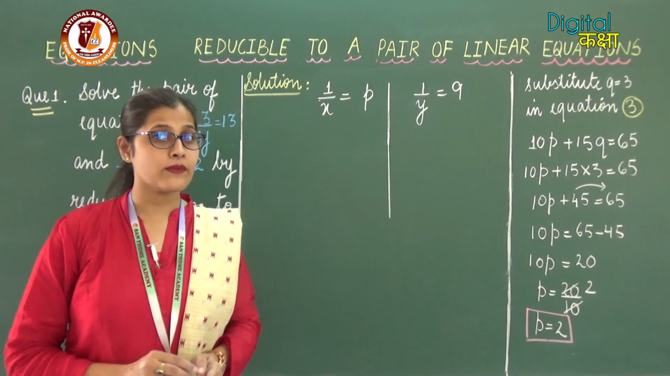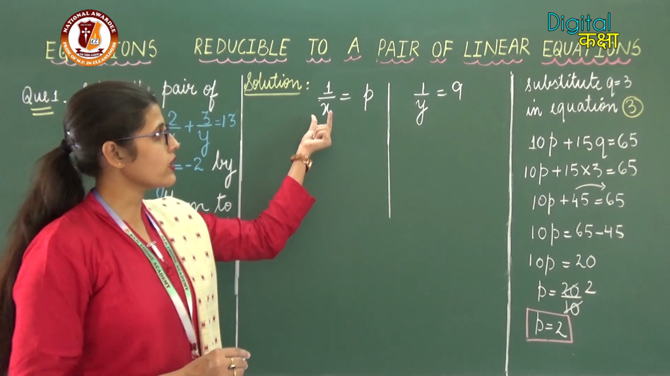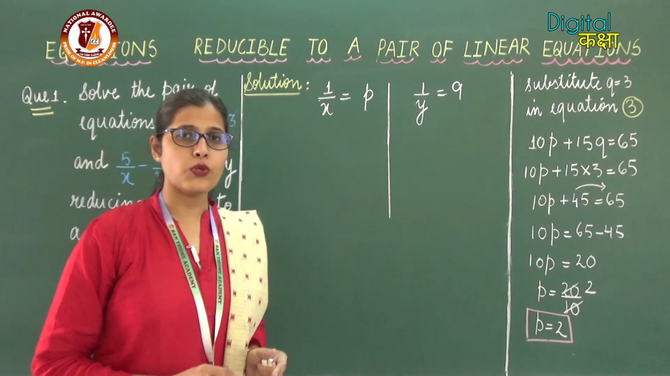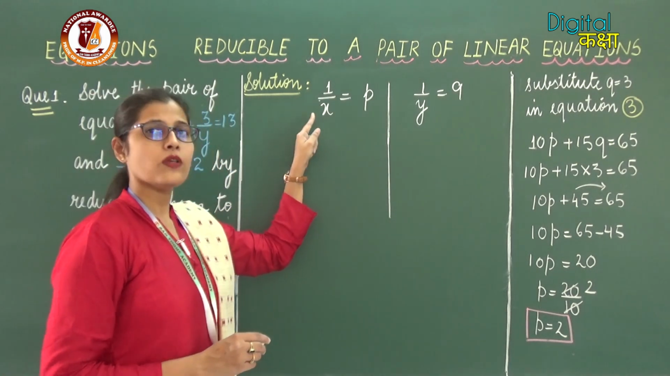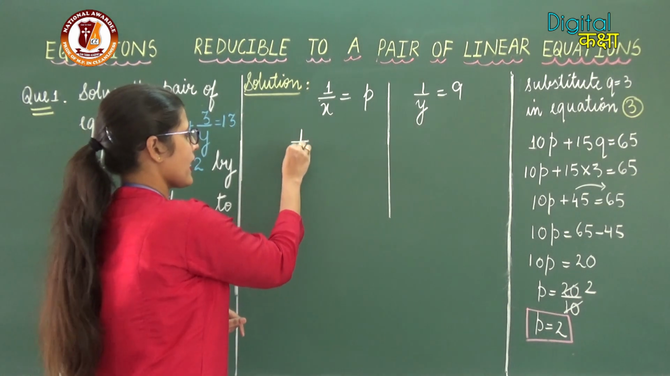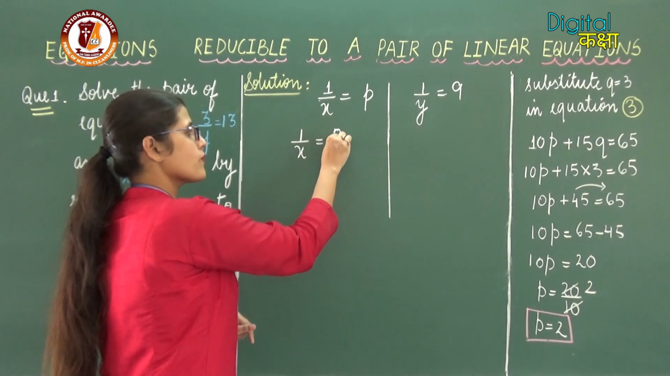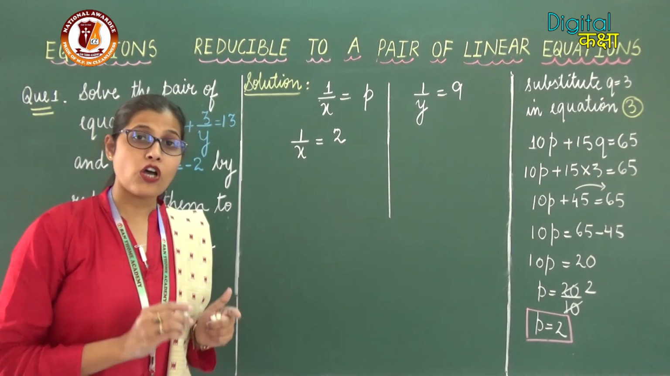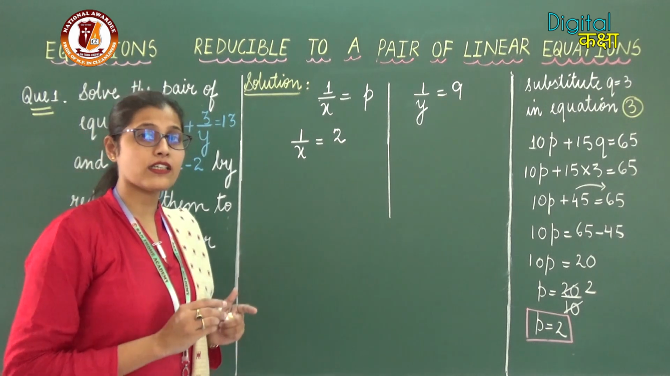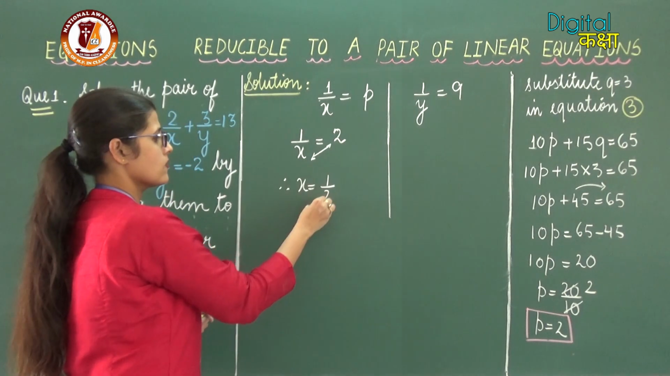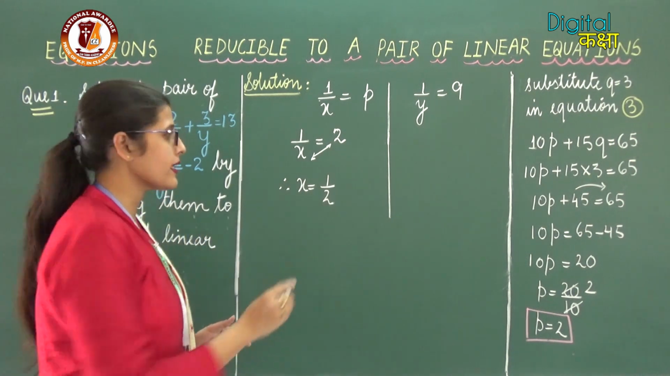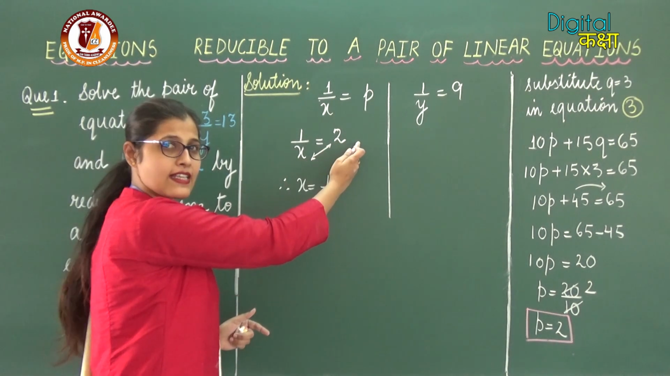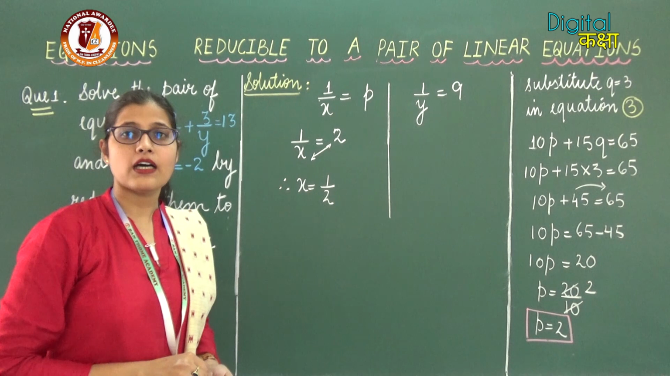So, in the beginning, we assumed that 1 upon x equals variable p. To get the value of variable x, we will be equating 1 upon x to the value of p, which is equal to 2. Now, we will be cross multiplying and finding the value of x. Therefore, x will be equal to 1 upon 2. x will be shifted to the right hand side and 2 will come in the denominator.